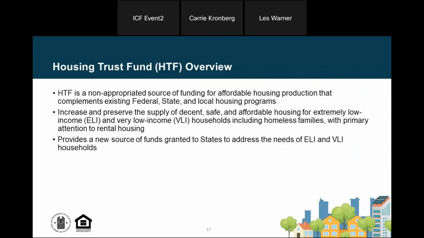So Housing Trust Fund is a non-appropriated source of funding.